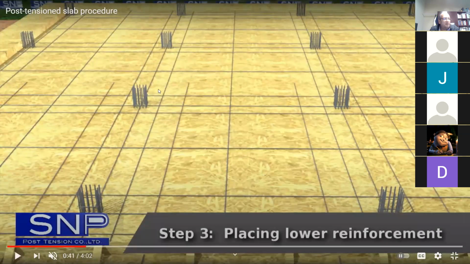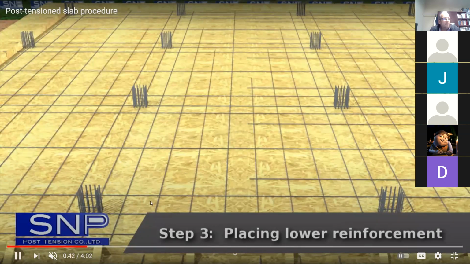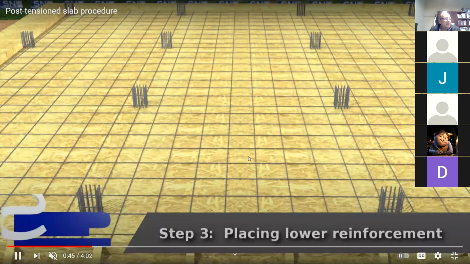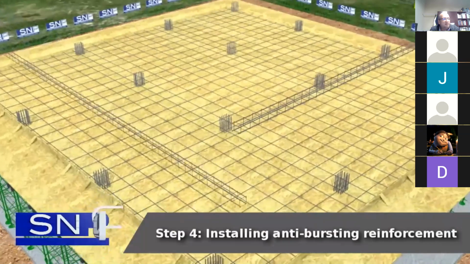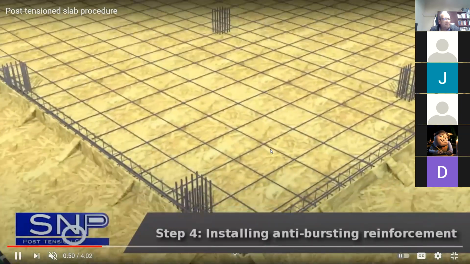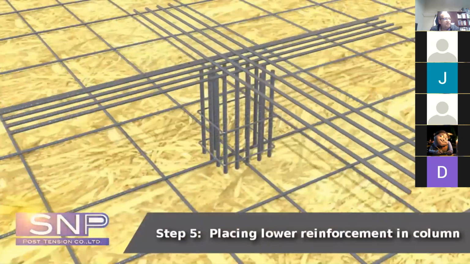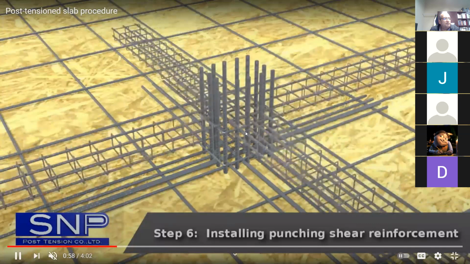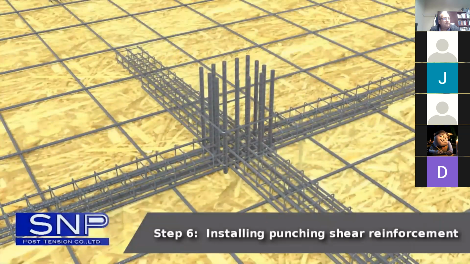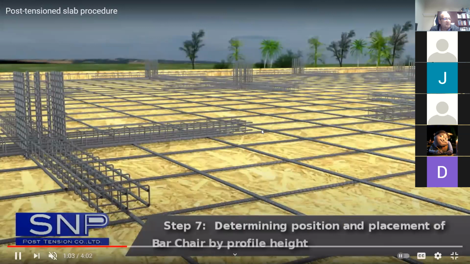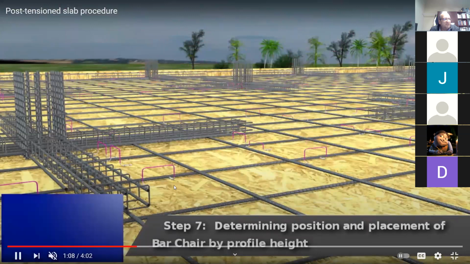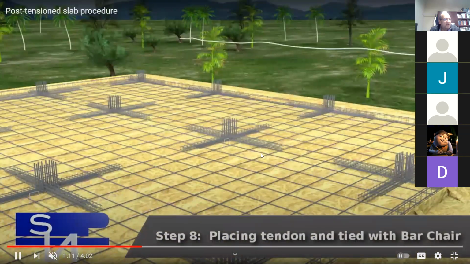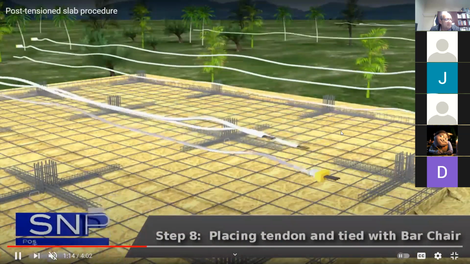Here are the columns. Then you start to put the reinforcement, conventional reinforcement in both directions. And then after that, you start to put the cables. This is more reinforcement at the column for punching shear. And then after this, you put the other reinforcement. You put the chairs. These chairs are just to support the bars in both directions, the top bars. And then you start to lay the cables, the tendons.